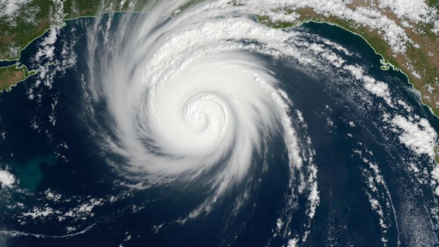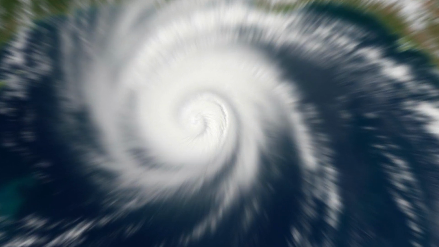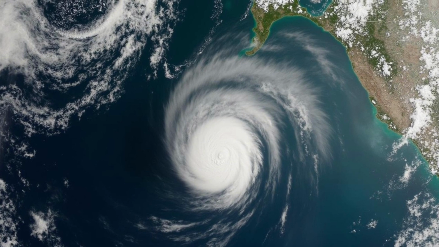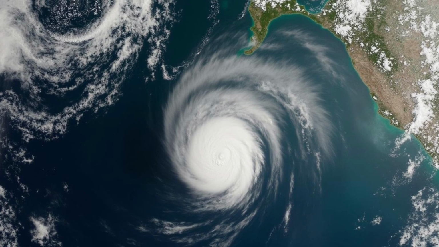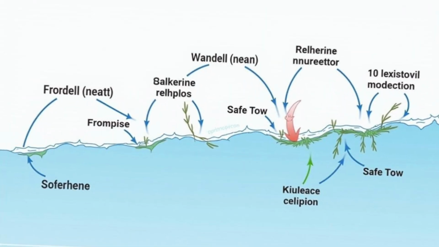But here's the catch. They can't form near the equator, because the Coriolis effect is too weak there, so they typically form at least 5 degrees latitude away. Picture the Earth spinning on its axis and how it affects everything from ocean currents to weather patterns.